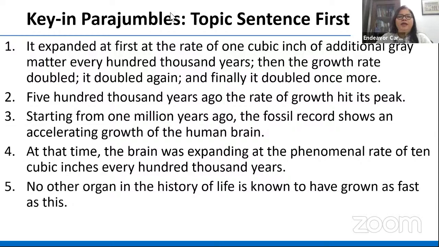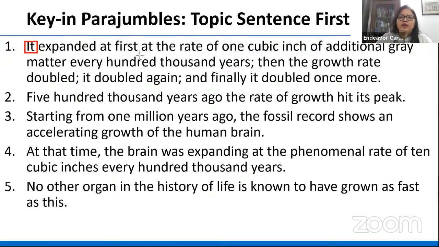Okay. Let me help you with the connections. Let's look at what these sentences are saying. So it expanded at first at the rate of 1. So I have it, a pronoun. I have to look at what it connects with.